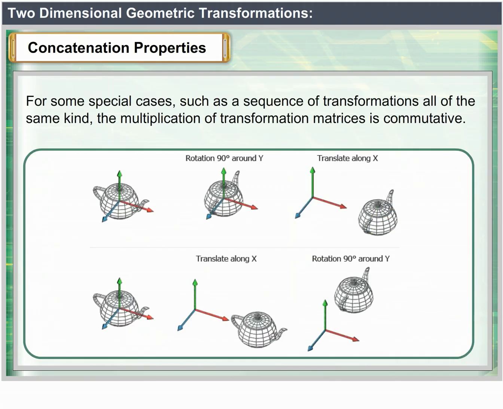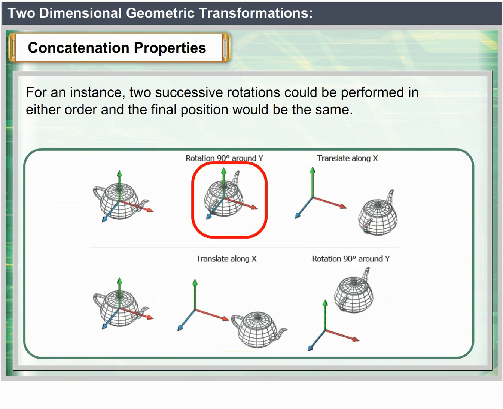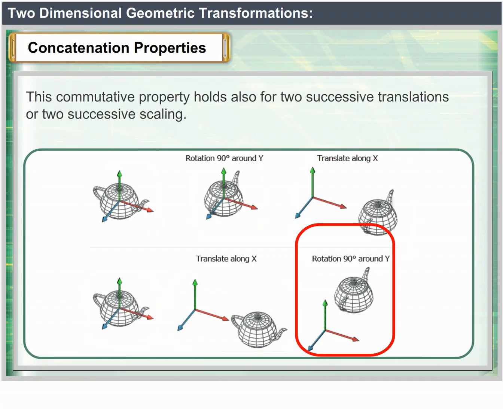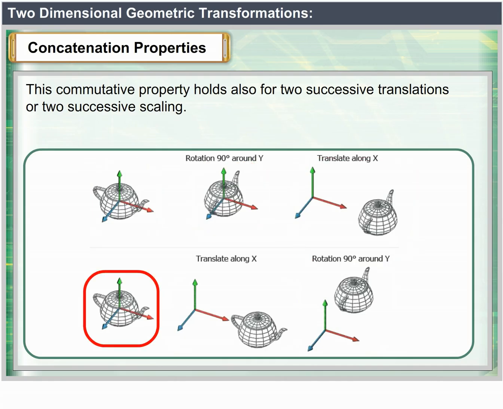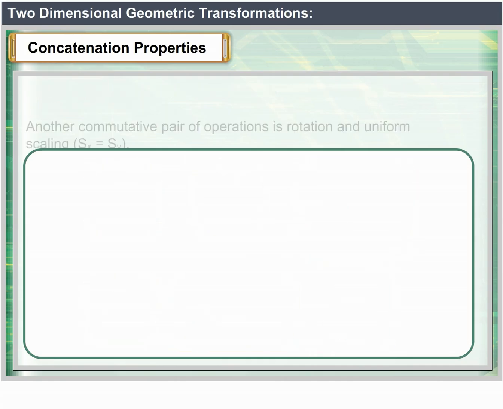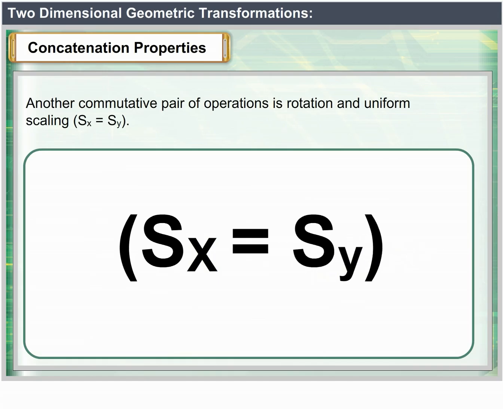For some special cases such as a sequence of transformations all of the same kind, the multiplication of transformation matrices is commutative. As an example, two successive rotations could be performed in either order and the final position would be the same. This commutative property holds also for two successive translations or two successive scalings. Another commutative pair of operations is rotation and uniform scaling, sx equals sy.